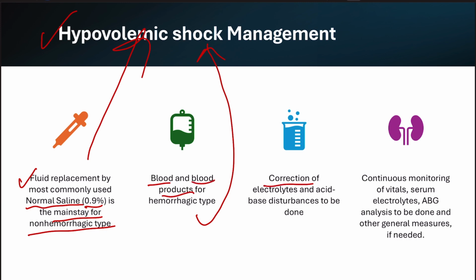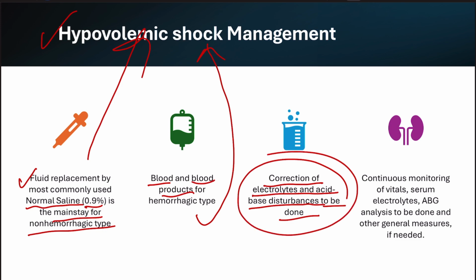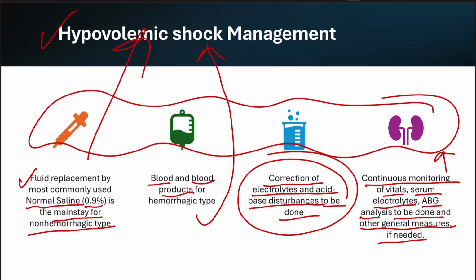Then correction of electrolytes and acid base disturbance is to be done, mainly in case of dehydration. Then continuous monitoring of vitals, serum electrolytes, and arterial blood gas analysis has to be done along with the general measures if needed, because this will help us to know whether there is any volume overload or not, that is, whether fluid overload is there or not. So these are the 4 steps which are used for the management of hypovolemic shock.